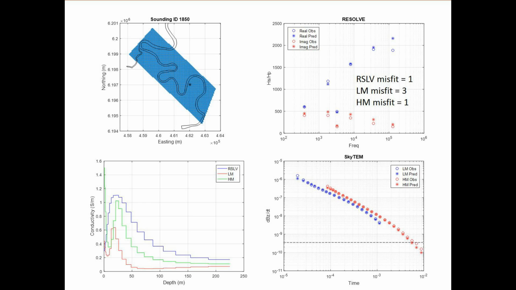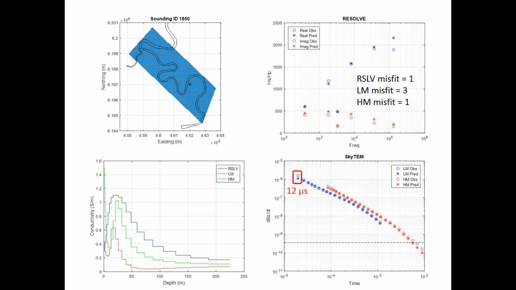And on the bottom, this is the SkyTEM, blue for low moment, red for high moment, circles for observed data, and stars for predicted data. The thing is, we notice that for low moment, we have a really large misfit, 3. We can't get this number smaller than 3. Ideally, we want 1 for our target misfit. So there must be something wrong in the low moment data.